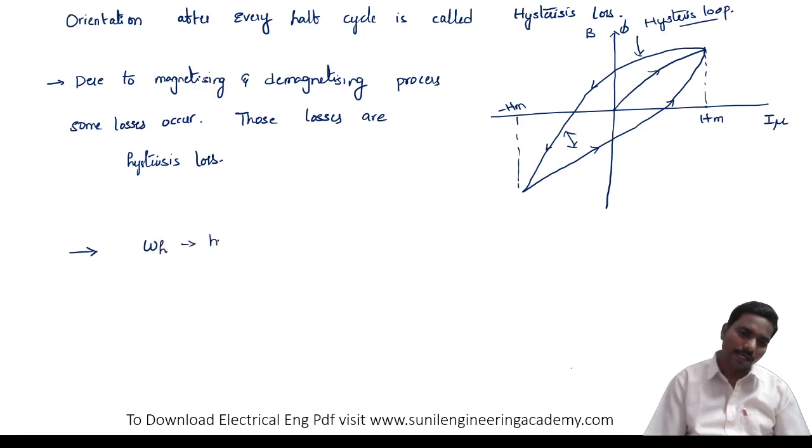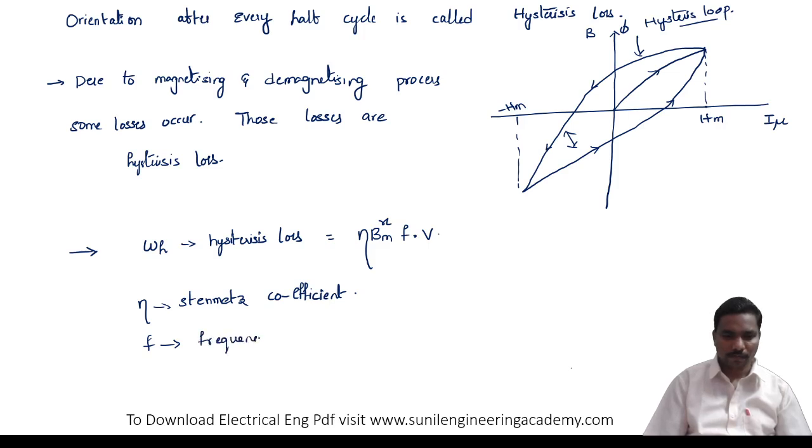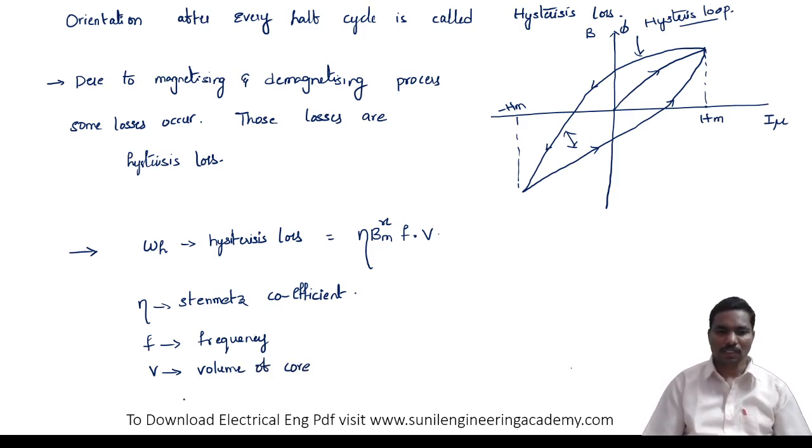WH is considered as hysteresis loss, that is equal to zeta into B max power x into F into V. Here zeta is the hysteresis constant or Steinmetz constant or Steinmetz coefficient, F is the frequency, V is the volume of core. So if the volume of the core is less, hysteresis losses are also less.